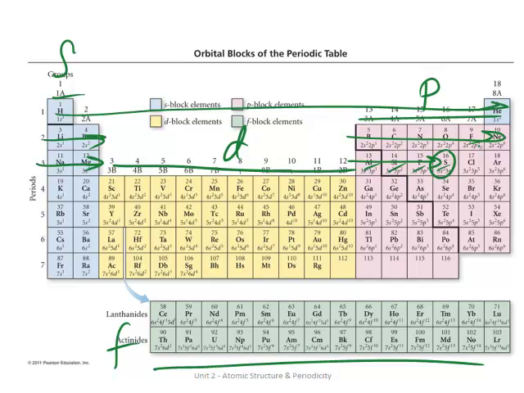For the next example, we're going to talk about zinc. We will continue. Instead of 3p4, that would be 3p6, 4s2, and then 3d10 for zinc.